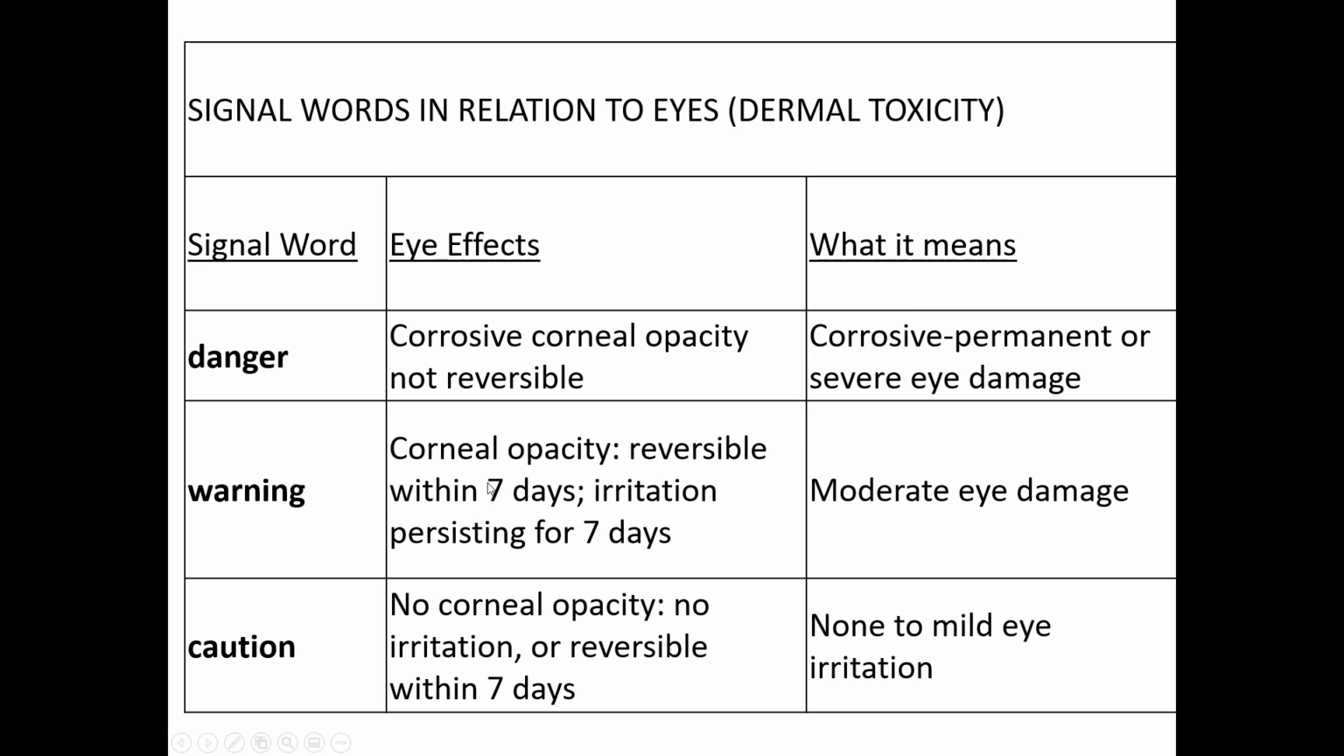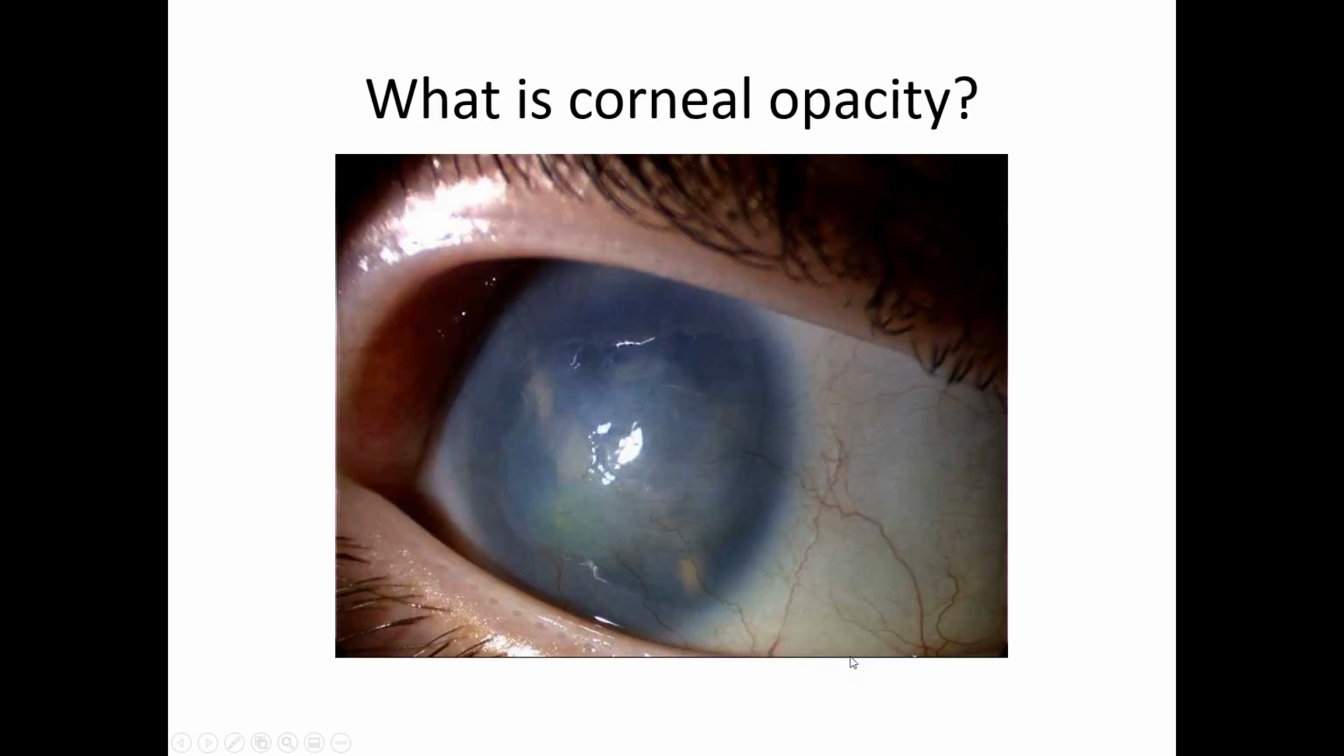The warning label, again, means opacity reversible within 7 days, or irritation persisting for at least 7 days with moderate eye damage, and then a caution means no corneal opacity, no irritation, or irritation reversible with none to mild eye irritation, okay? So what is corneal opacity?